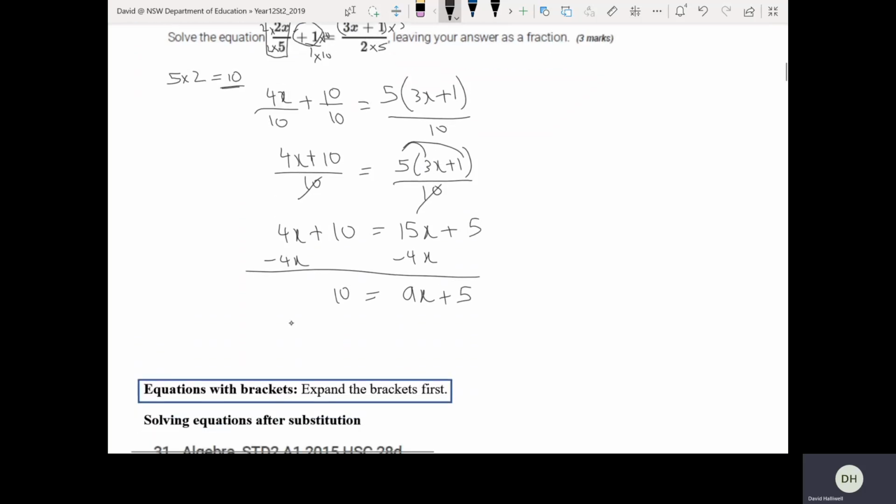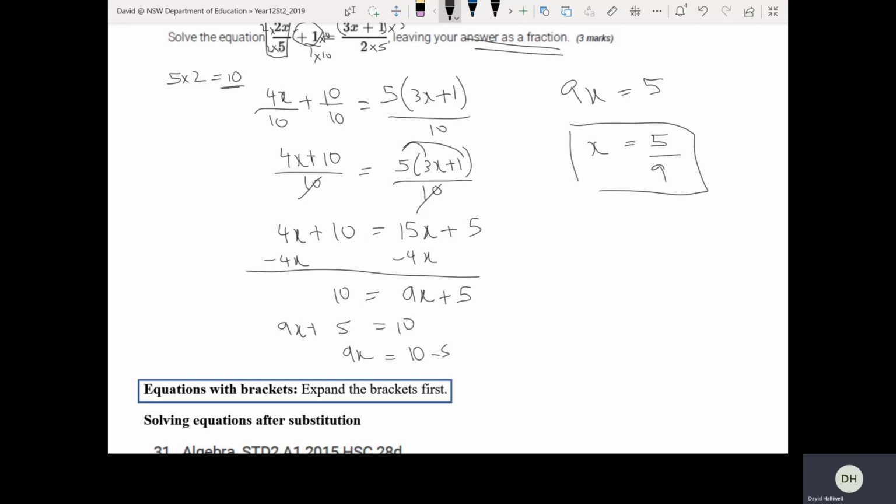I like the x being on the left side, so I'm going to switch sides quickly. Minus 5 from both sides. Move that plus 5 over, minus 5, so that's going to be 9x is equal to 5. Divide both sides by 9. So x is going to be 5 over 9. It says leave your answer as a fraction.